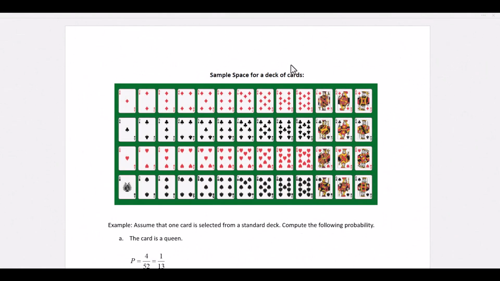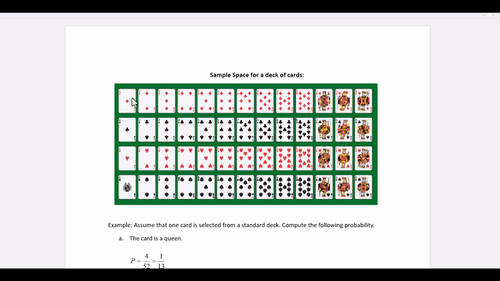Hi, in this video, I will review how to compute probabilities involving a deck of cards. First, let's review a standard deck of cards. Keep in mind that no jokers are allowed. Thus, there will only be 52 cards in the standard deck.